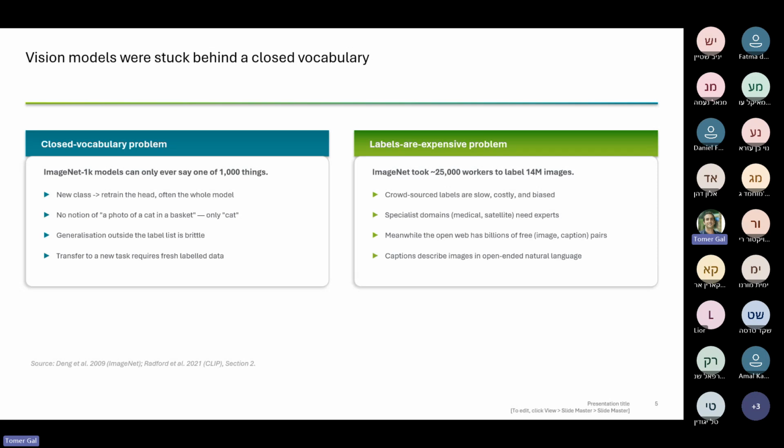Plus, it doesn't have the aspect of saying, hey, this is a photo of a cat in a basket, because if you had labels, what it knows to identify are the objects, maybe location, bounding box, whatever, and the label could have been a cat. So learning things outside of the label is brittle in this aspect. And transferring this to a new task requires new labeled data.